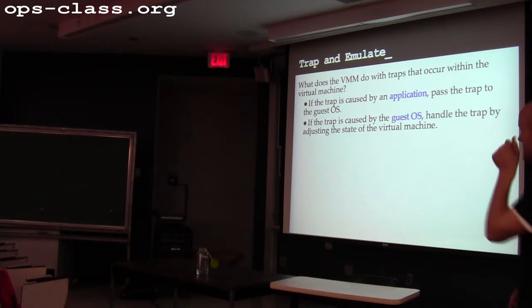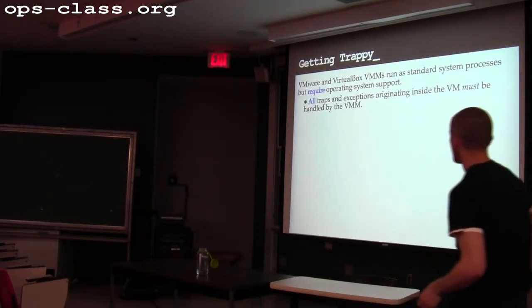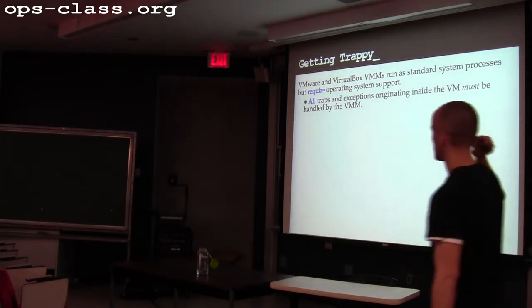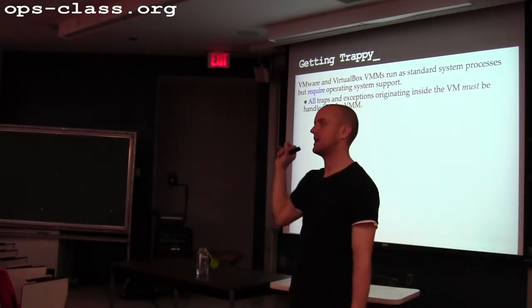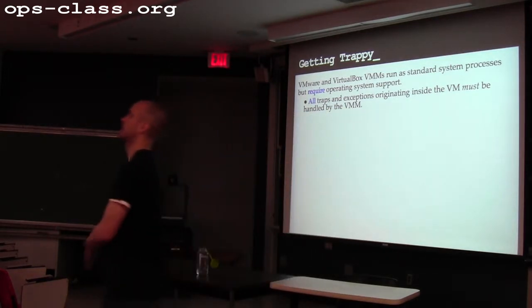Maybe you guys are bored, but just for my own sanity. Okay, so let's talk about how this works. We'll go through two examples. Again, the requirement here is that traps and exceptions originating inside the VM must be passed off to the virtual machine monitor to handle, okay?